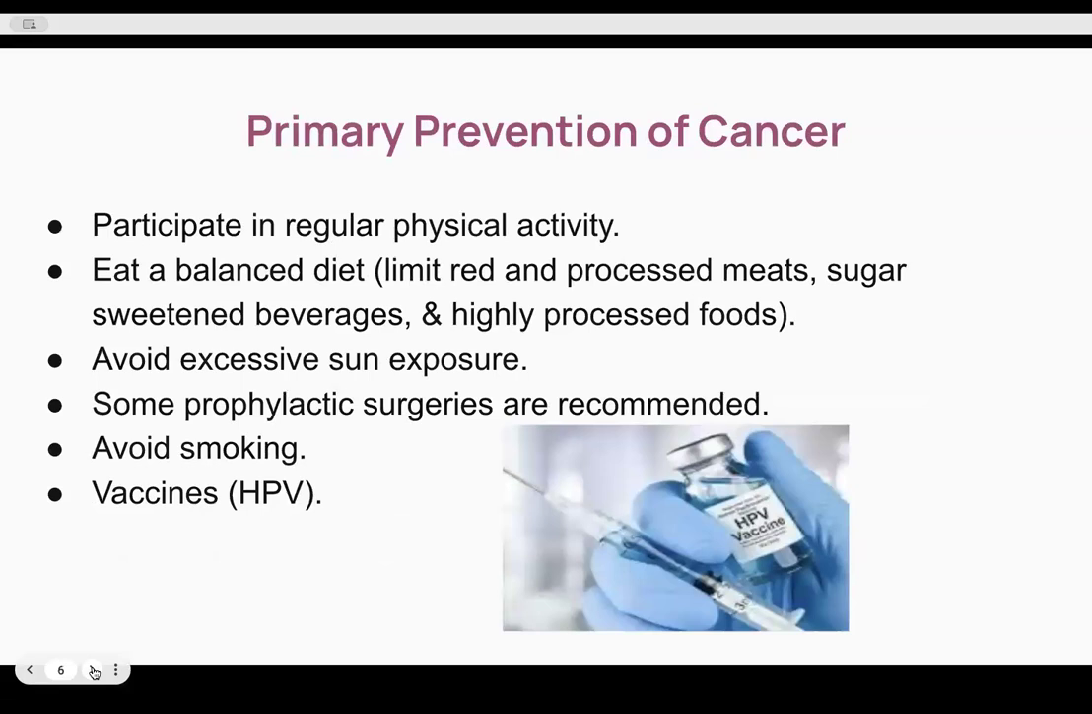Primary prevention of cancer: we really want to encourage people to participate in regular physical activity. We want people eating a balanced diet, which includes limiting red and processed meats, limiting sugar-sweetened beverages, and highly processed foods. We want to encourage people to avoid excessive sun exposure. That's why we're always telling people to wear sunscreen, wear hats, and stay out of the sun. Some prophylactic surgeries are recommended. We want people to avoid smoking, and we always encourage the HPV vaccine. That can prevent certain types of cancer as people get older.